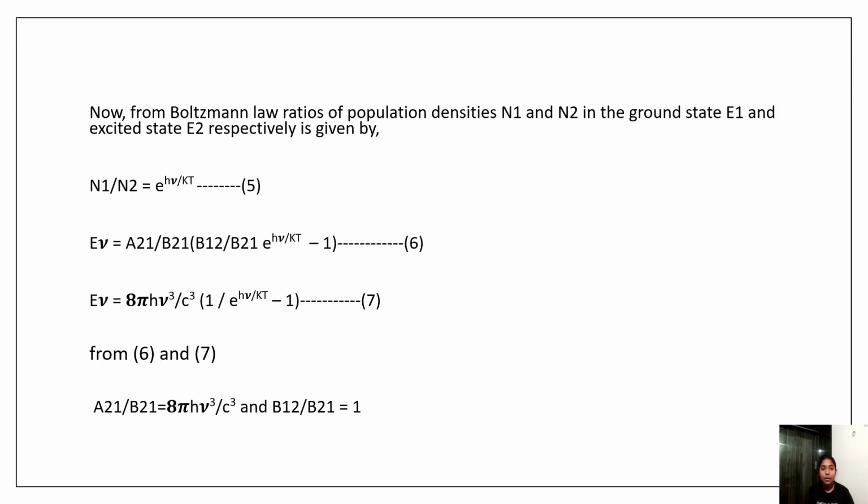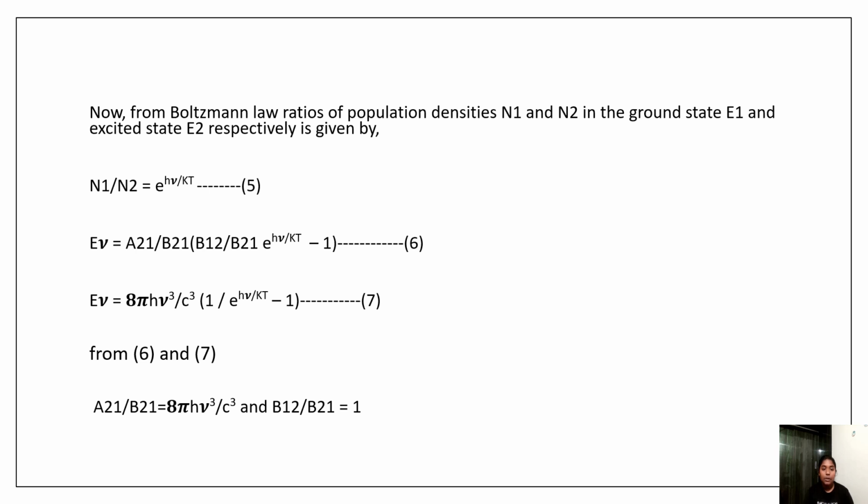Now, from the Boltzmann law, the ratio of the population densities N1 and N2 in the ground state E1 and excited state E2 respectively is given by N1 by N2 is equal to e power h mu by kT. Considering it as equation 5 and substituting equation 5 in 4, E mu is equal to A21 whole divided by B21 into B12 by B21 e power h mu by kT minus 1, considering it as equation 6.